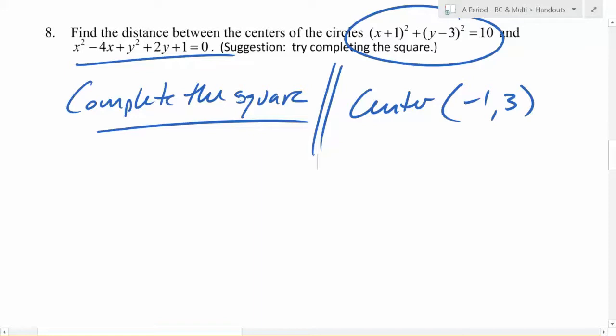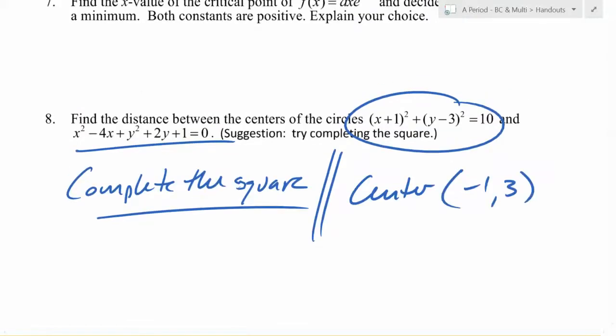Completing the square, I'm not going to go over it right now. If you need to look it up, you can. There are tons of videos on YouTube you can look up for how to complete the square. You're just adding something to make it a complete square. That's it. And when you do that, you get a nice center.